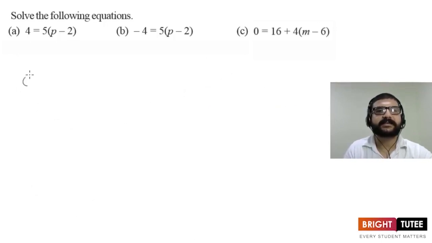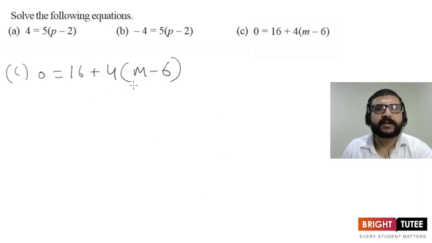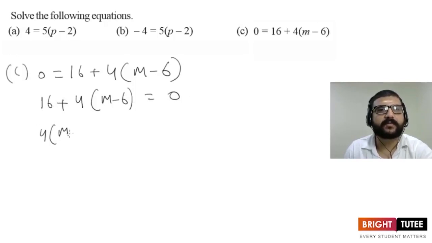Now the next equation is 0 is equal to 16 plus 4 into m minus 6. So now what we can do? We can rewrite this equation as 16 plus 4 into m minus 6 is equal to 0. Now we have to transpose this 16 on the right side of the equation. So we will get 4 into m minus 6 is equal to minus 16. 16 was a positive number here. After transposing it will become negative number.